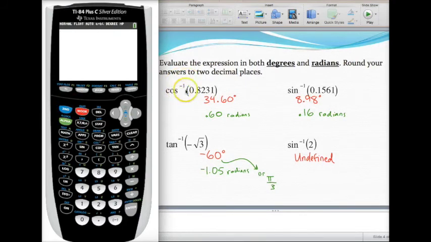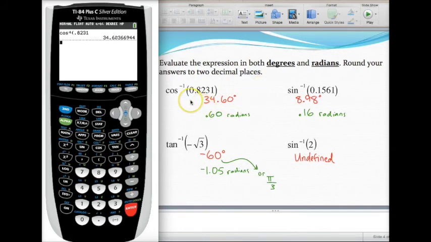To evaluate the inverse cosine, that's what the -1 means, simply hit second and then hit cosine and then type in what you want to do the inverse cosine of. So in this case, 0.8231. And if you hit enter, you'll see that that's where I got my angle from, about 34.60 degrees. Make sure you include the degree symbol if you're in degree mode. Otherwise, I'll assume you're in radians.